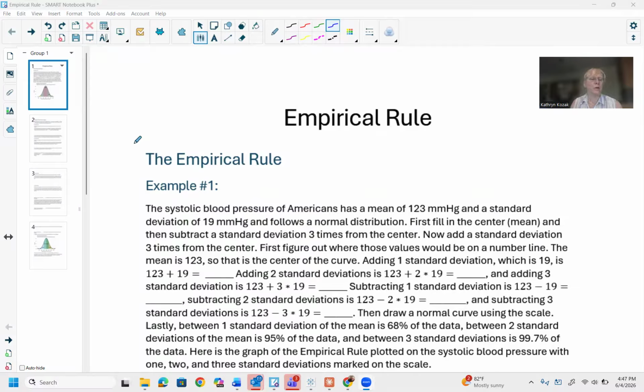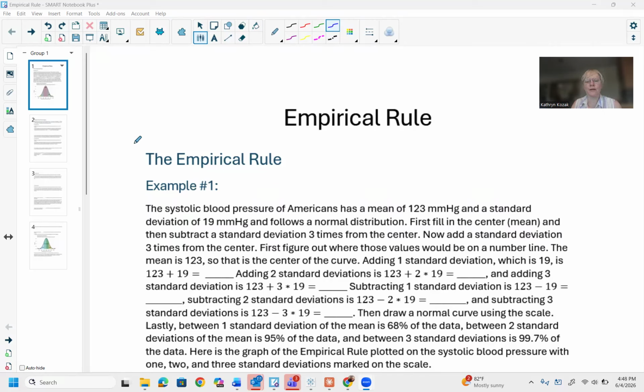In this video, we will be looking at the empirical rule. The empirical rule in example number 1: we're going to start with the systolic blood pressure of Americans, which has a mean of 123 millimeters of mercury and a standard deviation of 19 millimeters of mercury and follows the normal distribution.